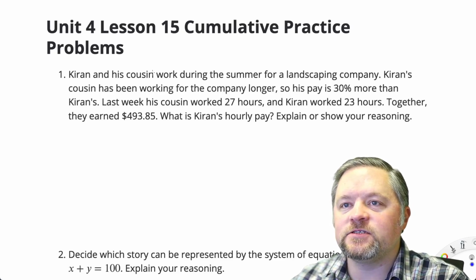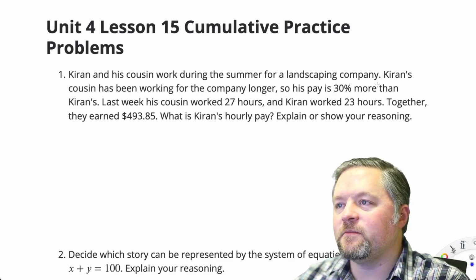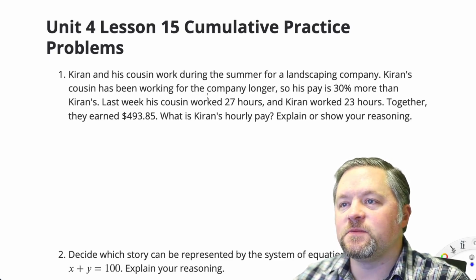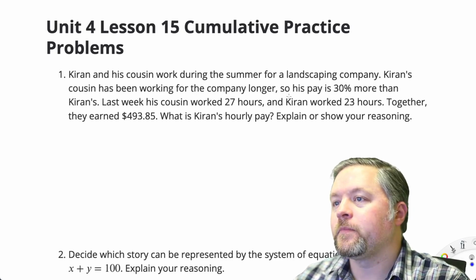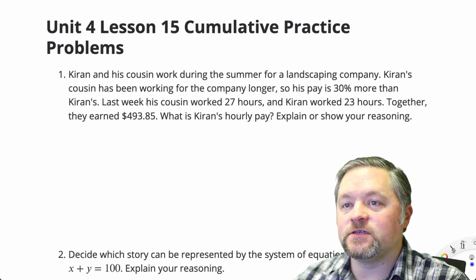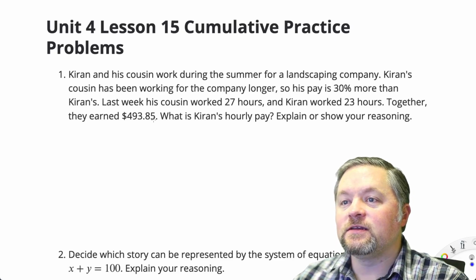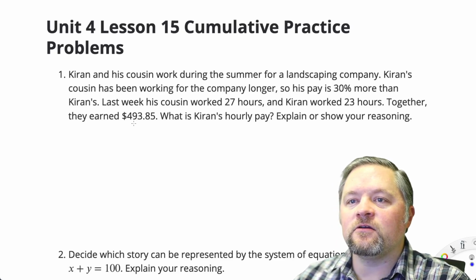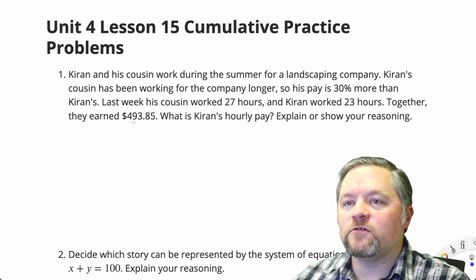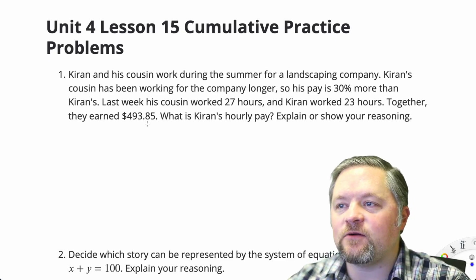Our first one here says Kieran and his cousin work during the summer for a landscaping company. Kieran's cousin has been working for the company longer, so his pay is 30% more than Kieran's. Last week, his cousin worked 27 hours, and Kieran worked 23 hours. Together, they earned $493.85. What is Kieran's hourly pay?